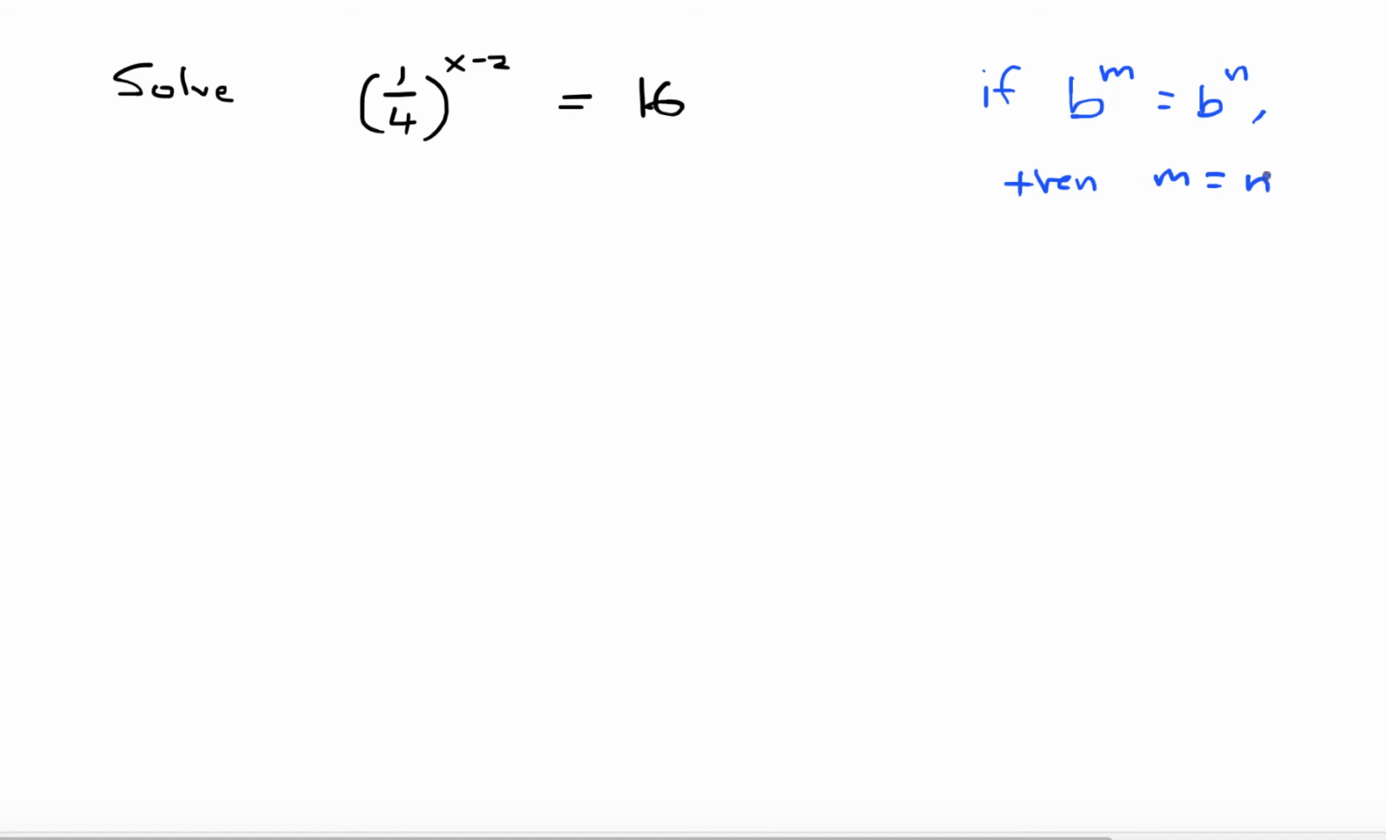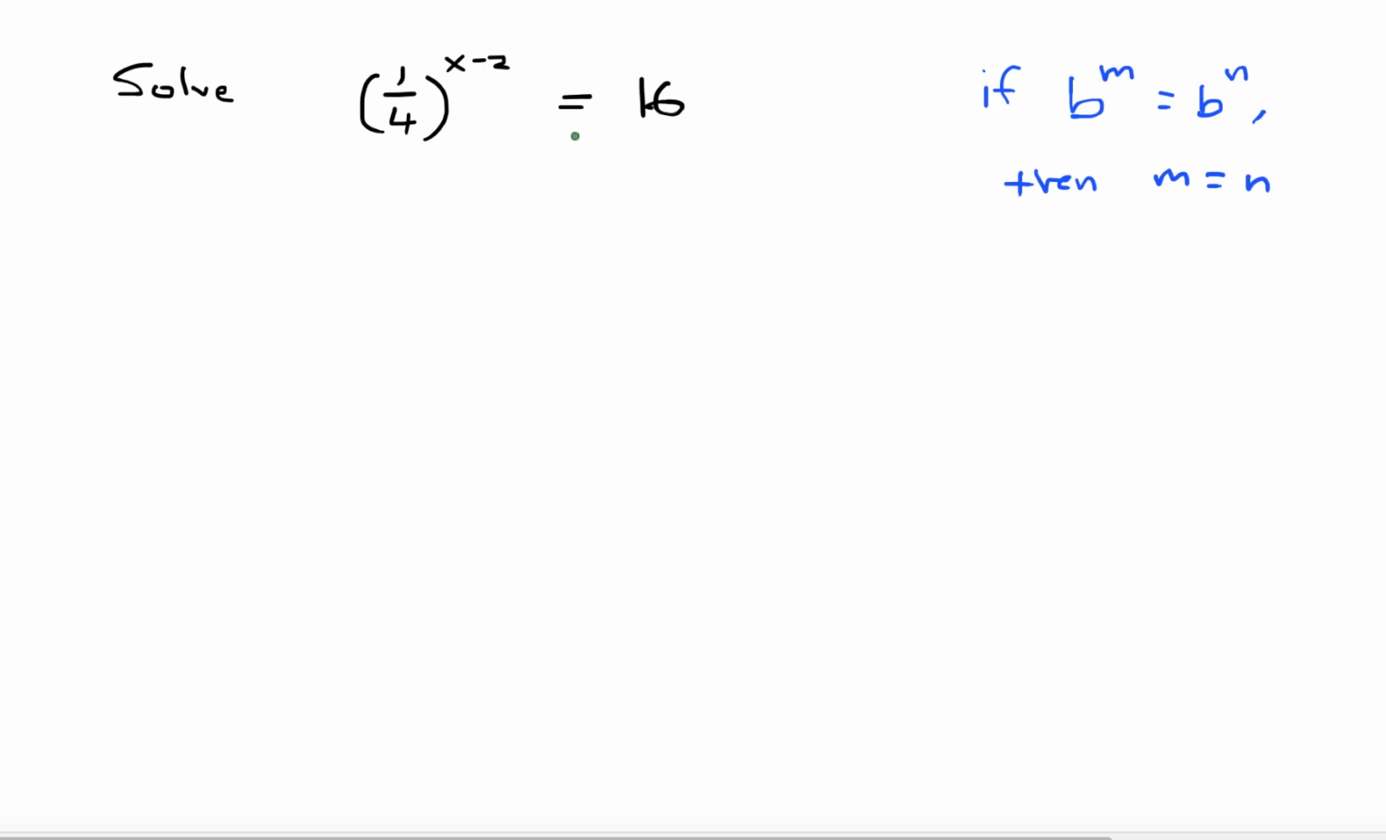So this is saying that if the bases are the same, and this is an equals, then the exponents must be the same. And that's the property we use to solve this. So we've got to get the bases to be the same here. What do you notice? This base is 1/4, and here this base is 16.